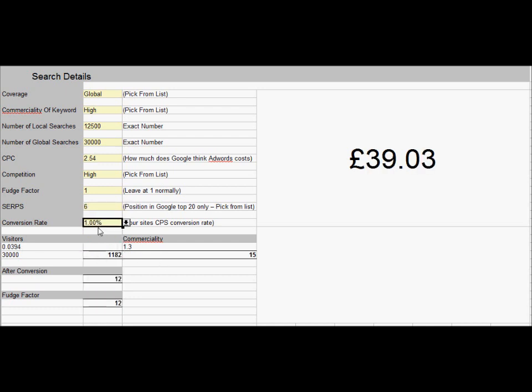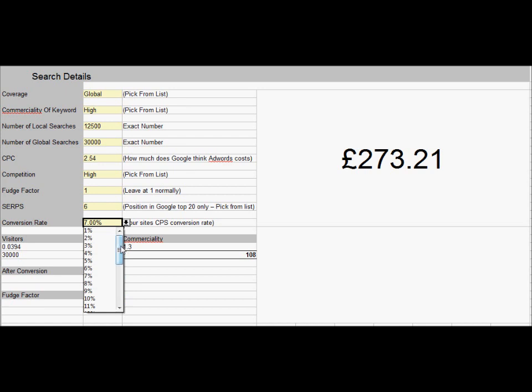Then your conversion rate. What percentage of visitors that arrive on your site for this term, not the total number of visitors that arrive on your site, but the number of visitors who arrive on your site for this term, because this is all you're looking at, one particular phrase. How many of them actually end up taking the action that puts money in your pocket or wallet.